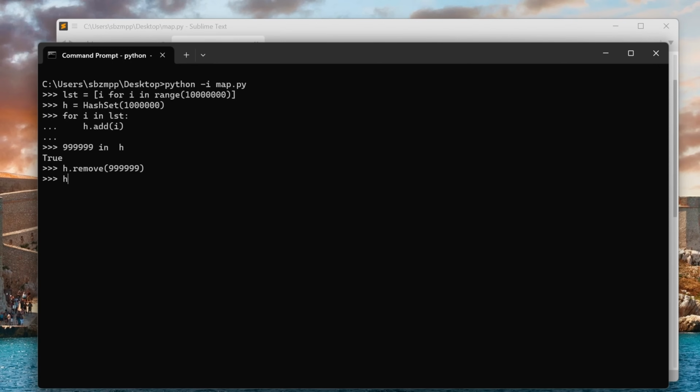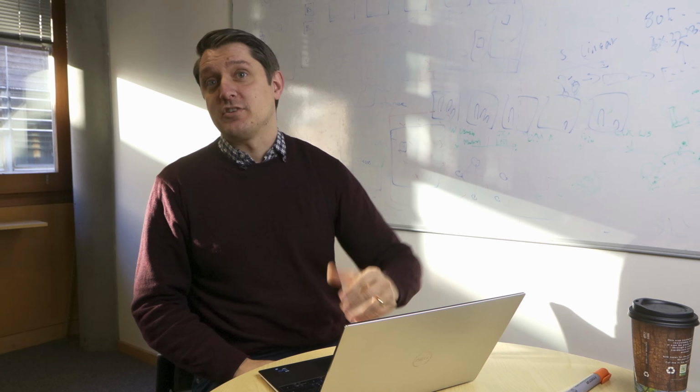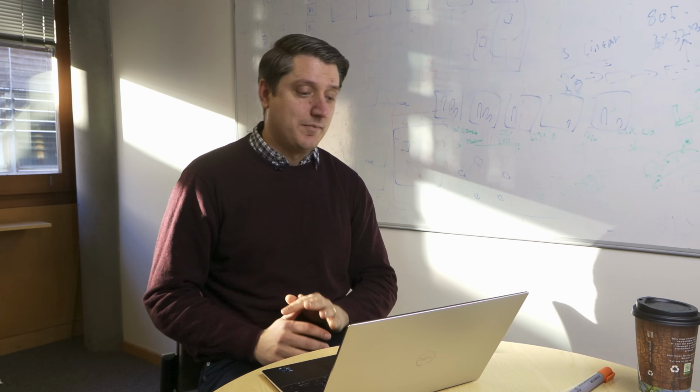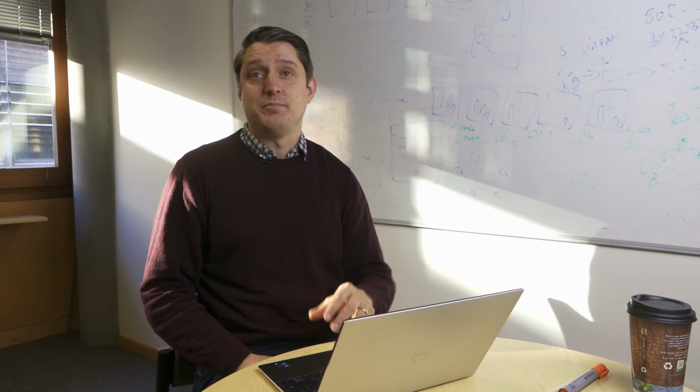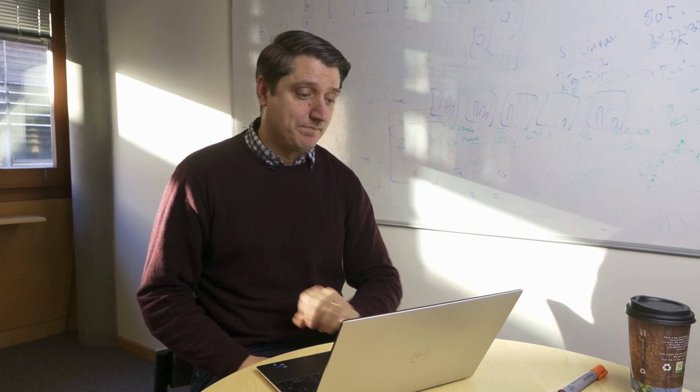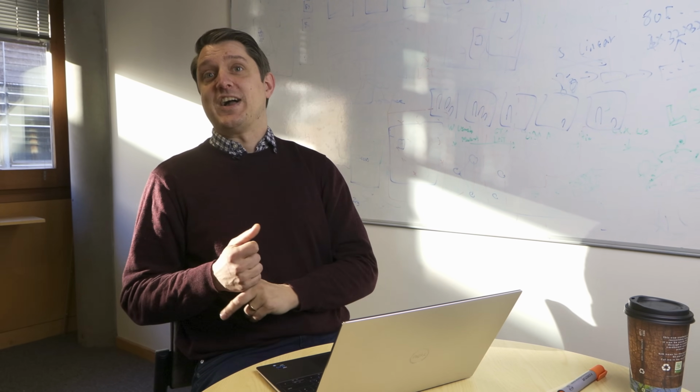So now can we say 999999 in H, false, right? And actually, if we look at the data structure, we can see that. So if we do hash of 999999, it should be the same number again, because we already said that hashes in Python just return a number for an integer. So now let's look at our data structure at that location.